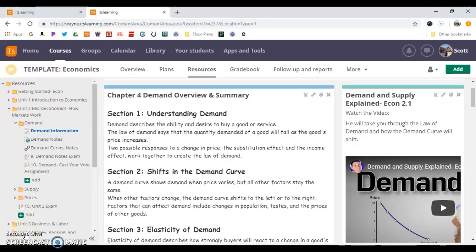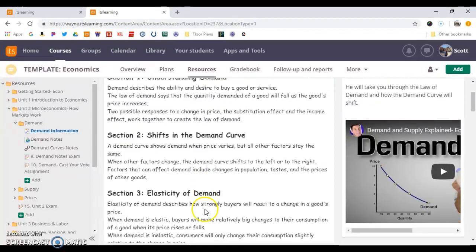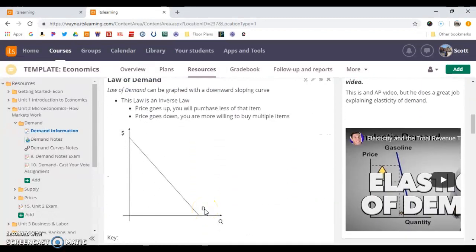Hello, and let's get ready to talk about demand. What is demand? Demand is the desire and the ability to buy a good or a service. So that's our first lesson. Let's start looking at the law of demand.